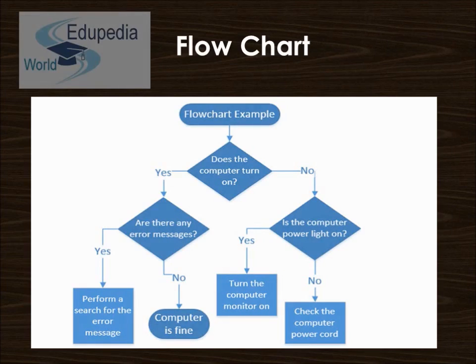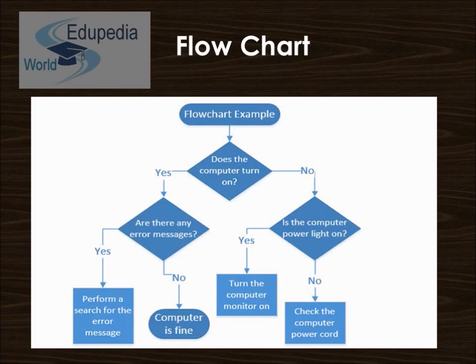So now let's see a flowchart example of a very simple problem: does the computer turn on? Obviously the two options are yes and no. First let's say yes, the computer is on. Now you have to see, are there any error messages? Again you are left with two options. If yes, then perform a search for the error message, and if no, then perfect, your computer is working perfectly fine.